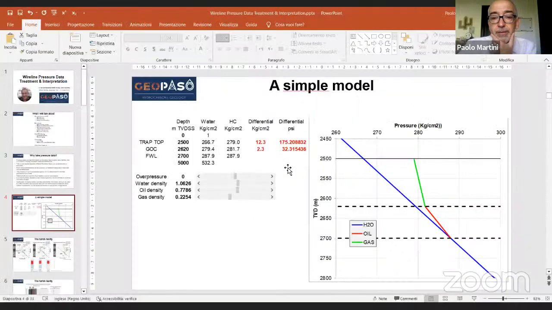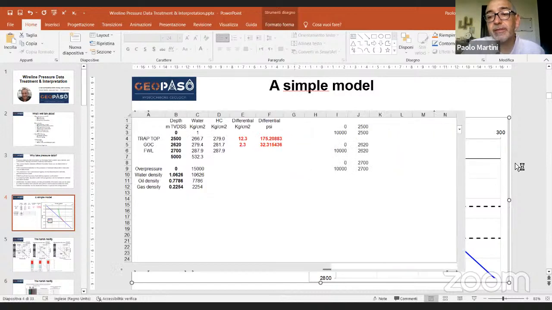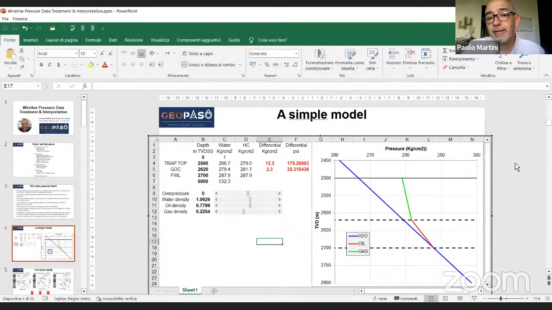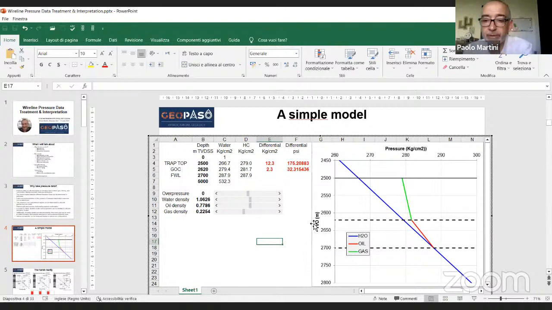Okay. This is a simple model I created in Excel to calculate the differential pressure at the top of a trap, basically. So let me just open the Excel. I hope you still see the screen? Yes, sir. Okay, so with this model, I can simulate, for example, an oil and gas accumulation.